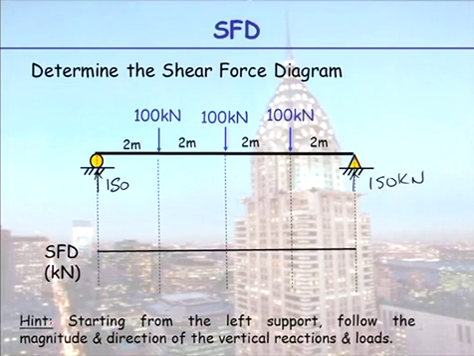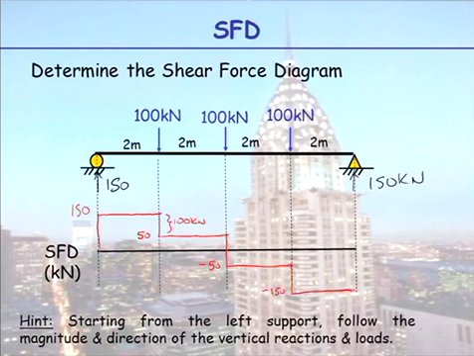We start at the left-hand side. We step up a value of 150. As we move along the beam, nothing happens, there's no load, so we move horizontally across. We hit a 100-point load, so we step down to 50. We move along the beam, no change. So this drop here is our 100 kilonewtons. In the middle of the beam, we drop another 100. So we drop down to minus 50. We move across. We drop down another 100 to minus 150. We move across, and then we step up. And you've now drawn your first shear force diagram.